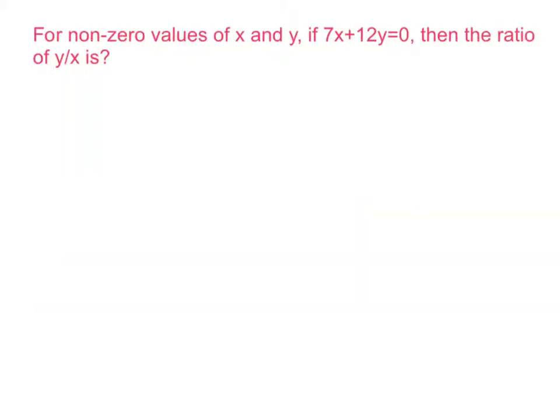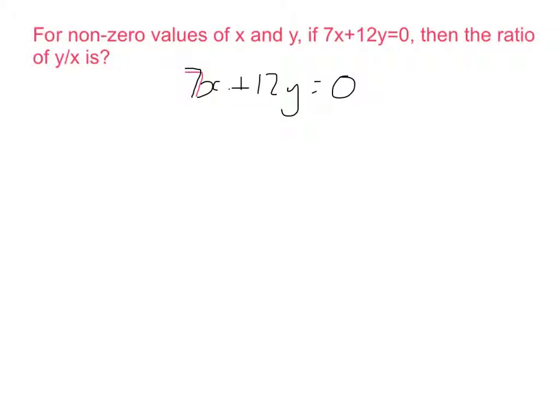Next question that we have here: for non-zero values of x and y, if 7x plus 12y equals 0, then the ratio of y over x is... What I need to do is take that equation, 7x plus 12y equals 0, and rearrange it to get y divided by x on one side, and we'll see what the other side is equal to. So we'll just go 7x plus 12y equals 0.